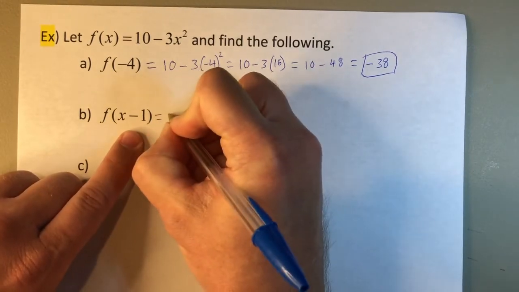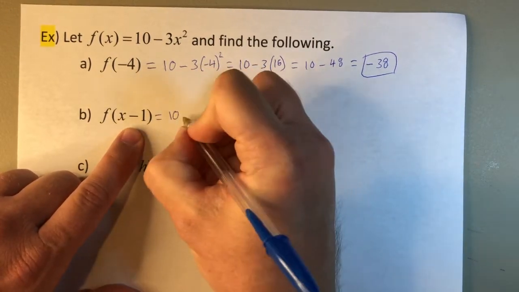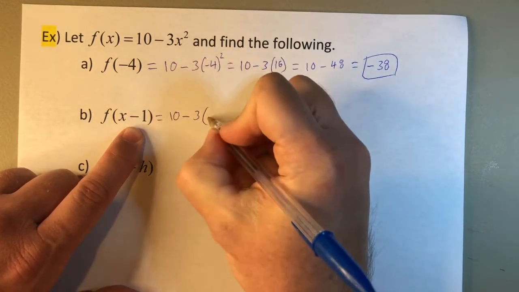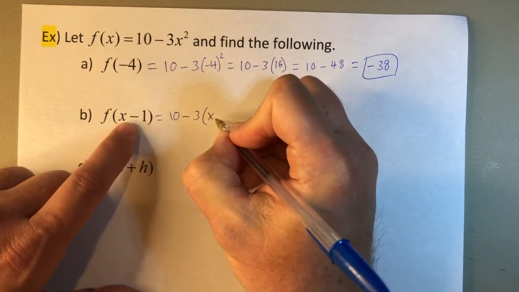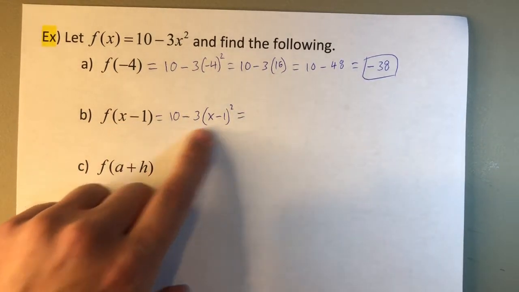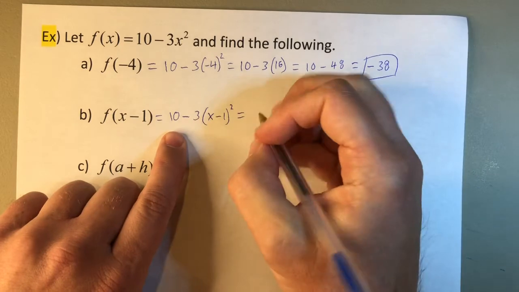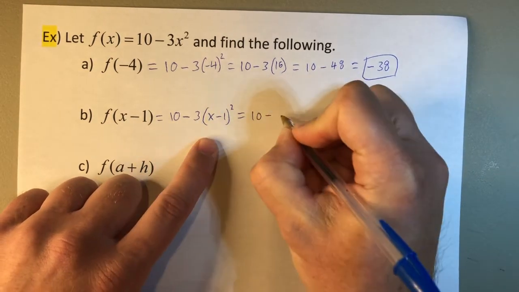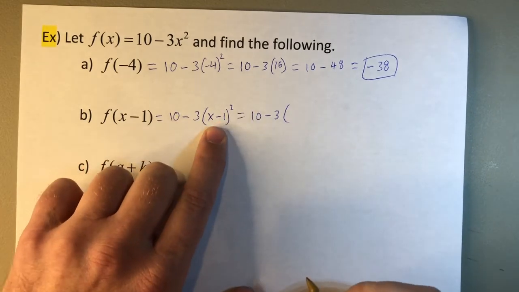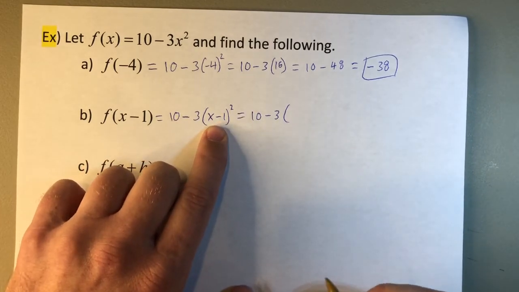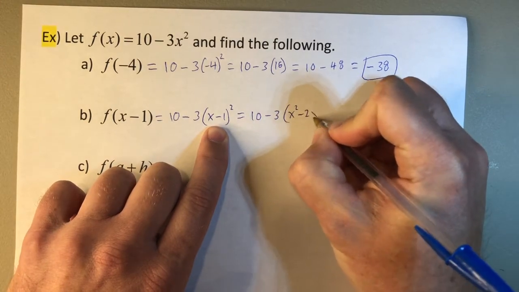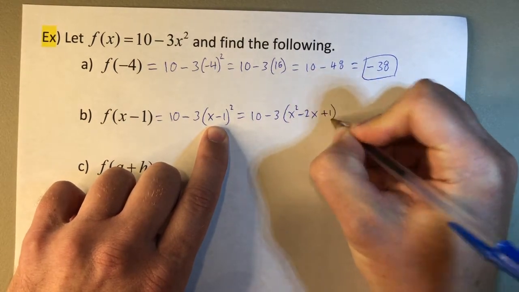Okay, well, what does that mean? Well, again, it means the same thing. Wherever you see an x in your original function, you replace it with whatever is inside of these parentheses. So you get this. So the first part of this is, of course, to rewrite it correctly. And then let's make sure we can simplify this correctly. So x minus 1 squared means what? It means you have x minus 1 times x minus 1. So that gives us this trinomial. x squared minus 2x plus 1.